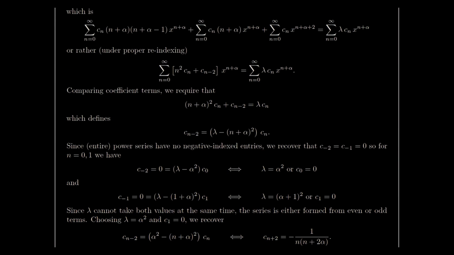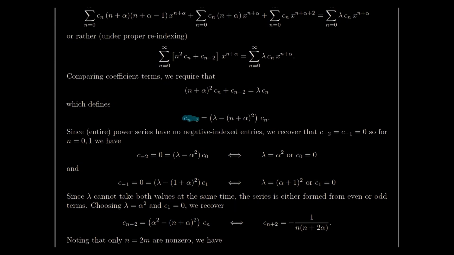What do we end up with? We end up with cn minus 2 is this coefficient against cn. What's really important here is that entire power series have no negative indexed entries. That means there's no such thing as c negative 2 and no such thing as c negative 1, so those both have to be 0, which means that when I plug a 0 in here and I get a negative 2 there, then I need to be equal to 0.